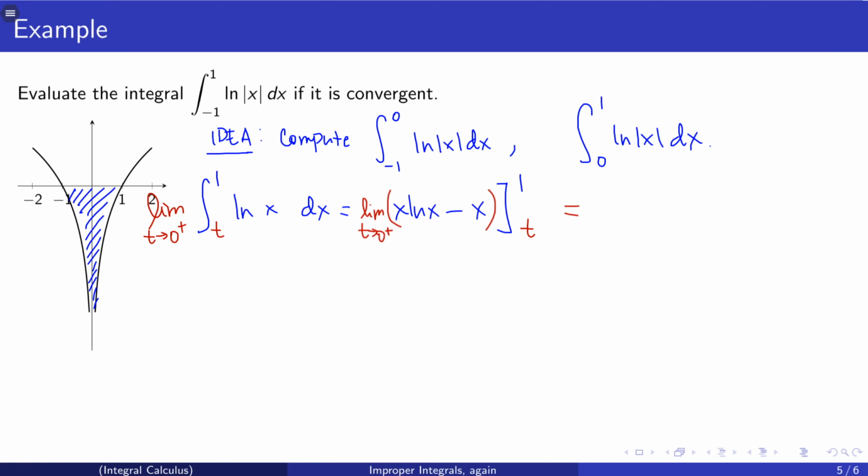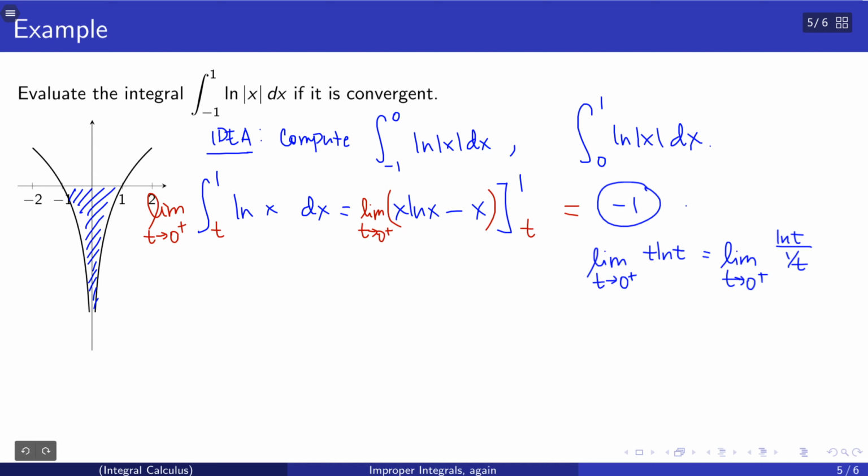When you plug in 1, it's -1. And when you plug in t, okay, so now you compute the limit. So that becomes t ln t. And this is actually going to give you 0. So that's now infinity over infinity. Use L'Hopital's rule. It's 1 over t, -1 over t squared. So in fact, that's just -1.